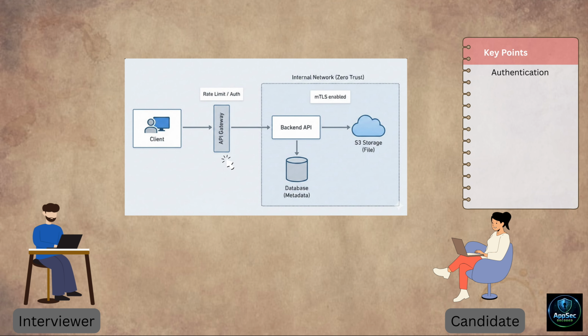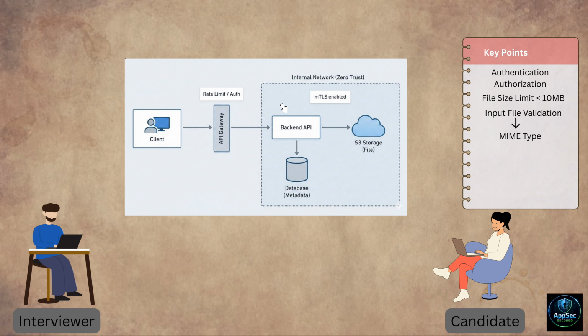I'll go one by one. Authentication, verify the user at the gateway. Only authenticated users can upload. Authorization checks ensure users can only access their own files. File upload is a high-risk feature. We will have the following security controls. Enforce file size limits server-side. Stop any file over 10 megabytes at the gateway to prevent DoS.